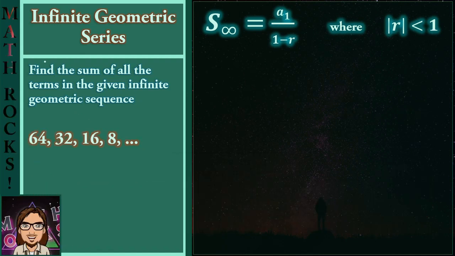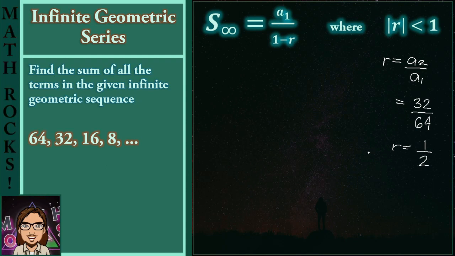Let us have the next. Here we would like to find the sum of all the terms in the given infinite geometric sequence, and here is our sequence. You might have noticed that the absolute values of the terms in this geometric sequence are actually decreasing. And let us check what happens with regards to the value of the common ratio. And let us have the common ratio. So having the second term of 32 divided by the first term of 64. So here we have our common ratio be equal to 1/2.